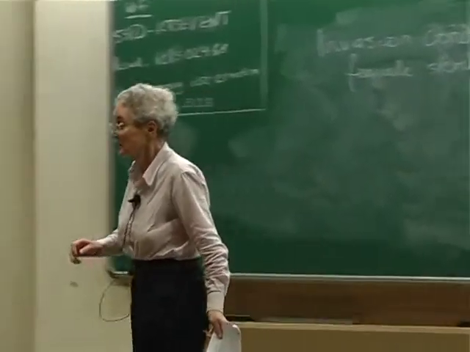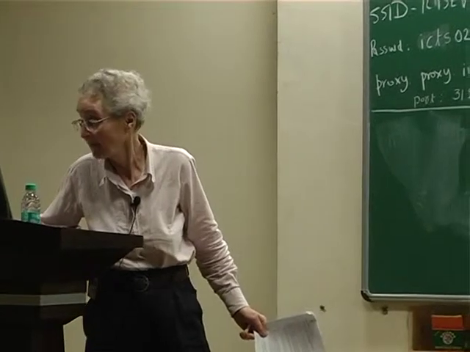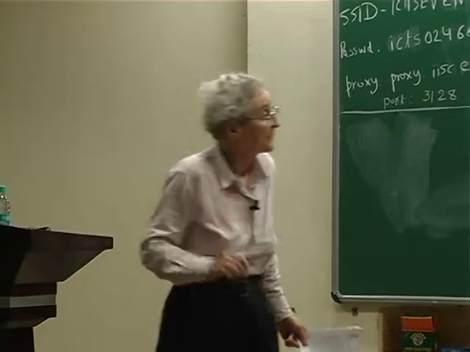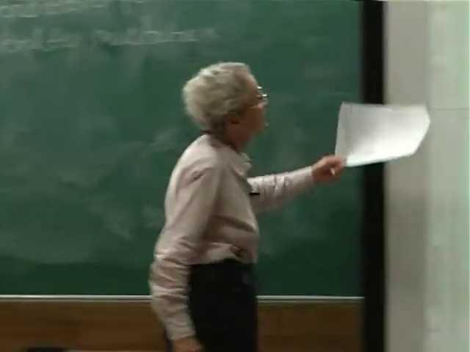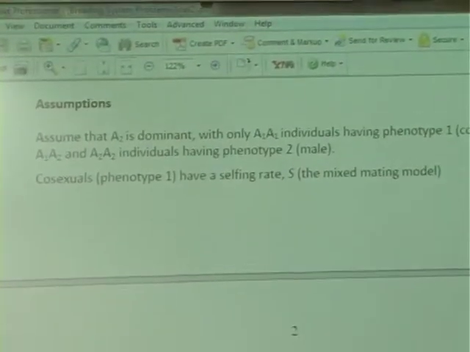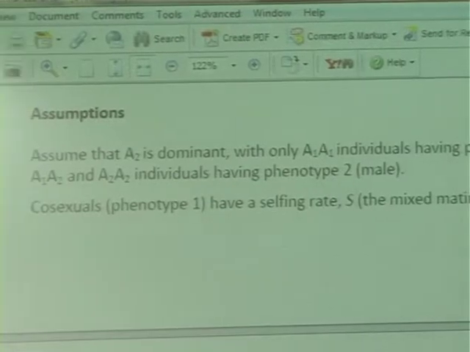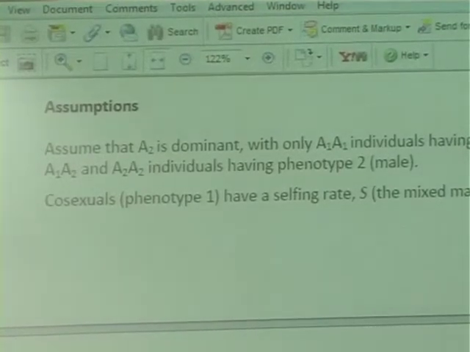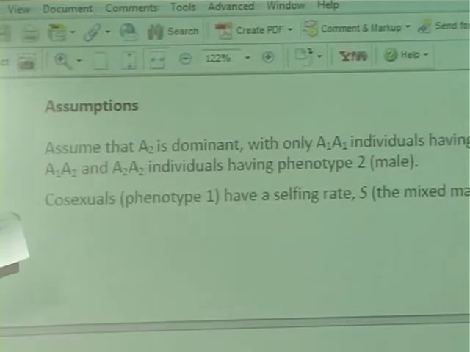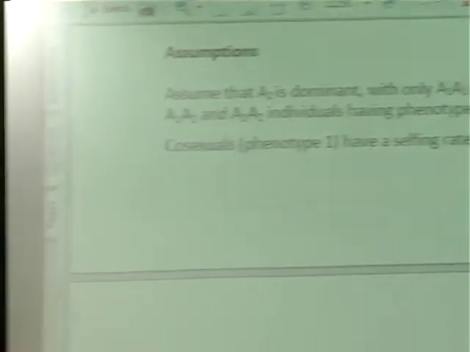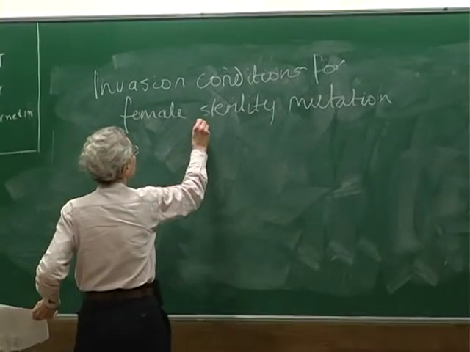So what we want to assume for this particular case, let's assume that A2 is dominant. So this is going to be, like I said in the lecture, a dominant female sterility mutation, so that A1 individuals are the only phenotype that would be co-sexual, and the heterozygotes or the homozygotes for A2 would be males. And so we're asking about a female sterility mutation, so that's a male mutant.